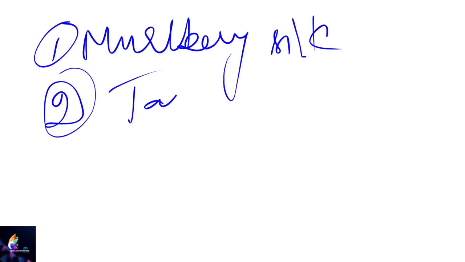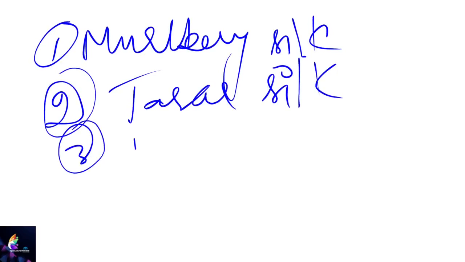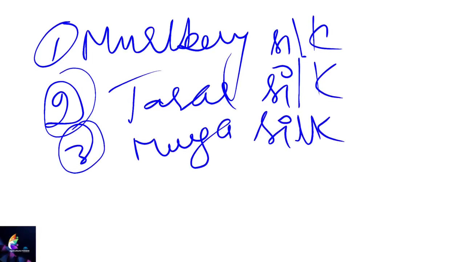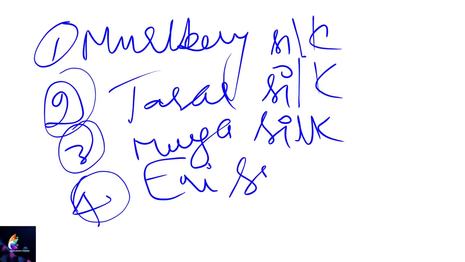There are mainly four important types of silk, including mulberry silk, tassar silk, muga silk, and eri silk. A few other types of silk are also there, but these four are majorly considered as the important ones.